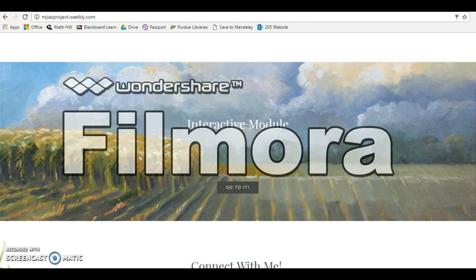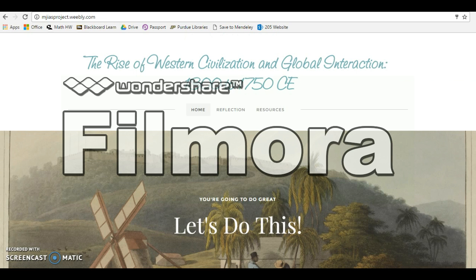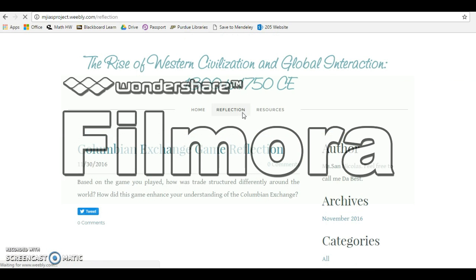And this is what you'll see at the top of the page. It says home, reflection, resources. You want to go to the reflection if you played the game. So based on the game you played, how is the trade structured differently around the world? How did this game enhance your understanding of the Columbian exchange? So you're just going to comment on this, tell me how you feel, write your name at the bottom. Feel free to respond to your peers if you like.